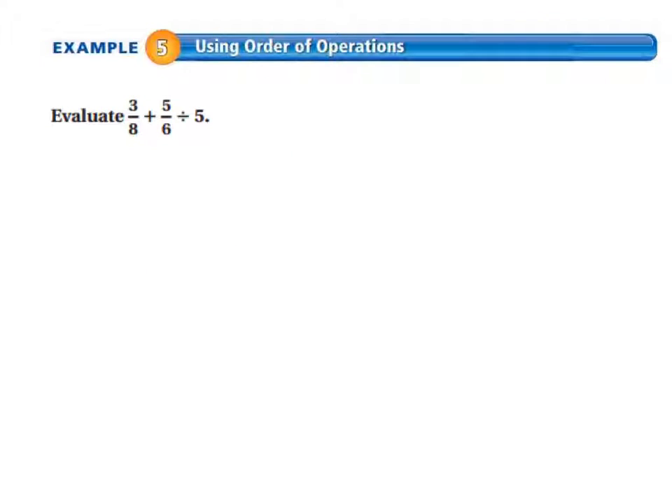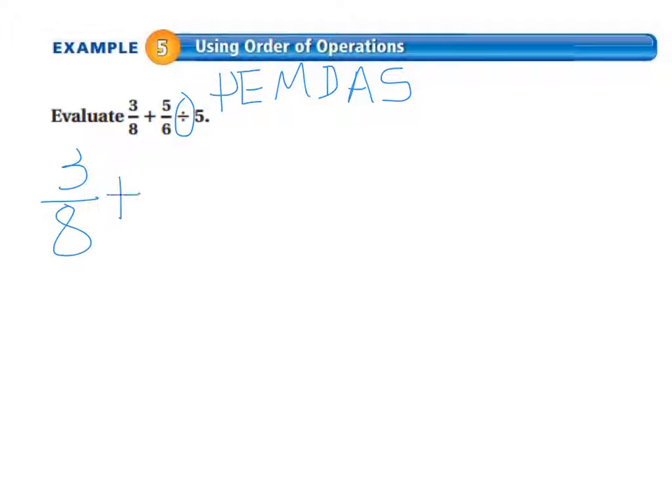Example 5, using order of operations. Evaluate 3/8 plus 5/6 divided by 5. Order of operations, thinking back, that is, please excuse my dear Aunt Sally. Parentheses, I don't see any parentheses. There are no exponents. Multiply and divide, I see a division. So that's where we'll start. I'm going to record the 3/8 just to make sure I don't forget that I have to do that part later. But this portion of the problem right here, 5/6 divided by 5, is what I'm going to work on first.